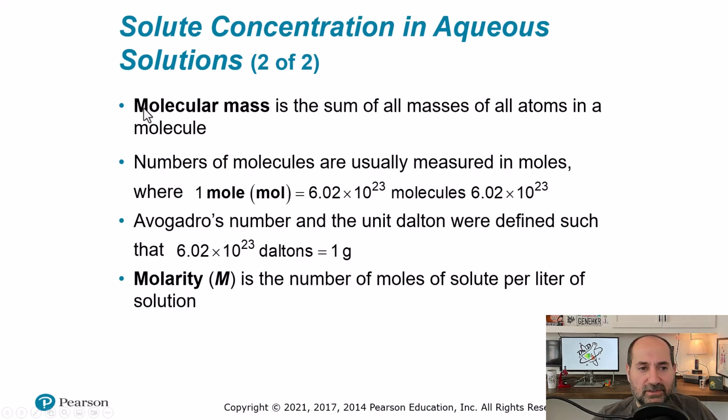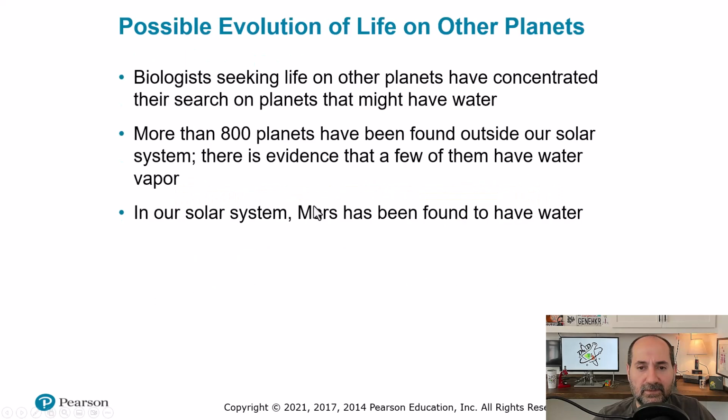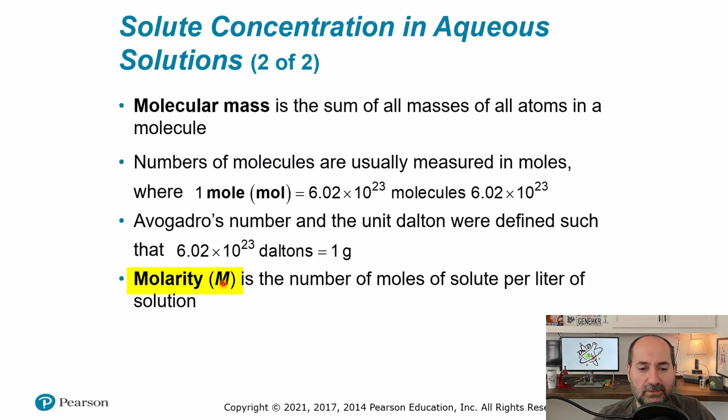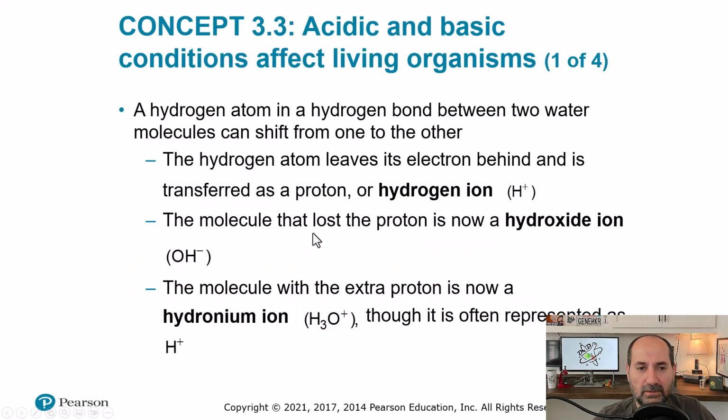Do you remember these terms here? Molecular mass, the sum of all masses. A mole is Avogadro's number, 6.022 times 10 to the 23. We talked about molarity, which is the number of moles of solute per liter of solution. Do you remember when we talked about how water can break apart into ions? Remember that? Water can ionize when we talked about pH. That was an important part of chapter 3.